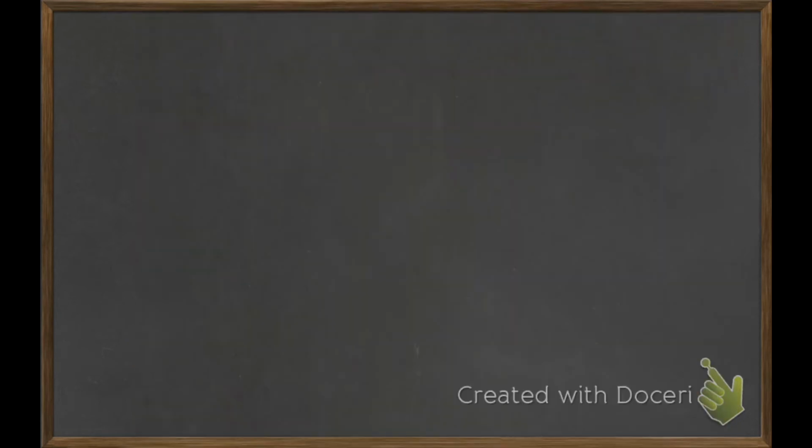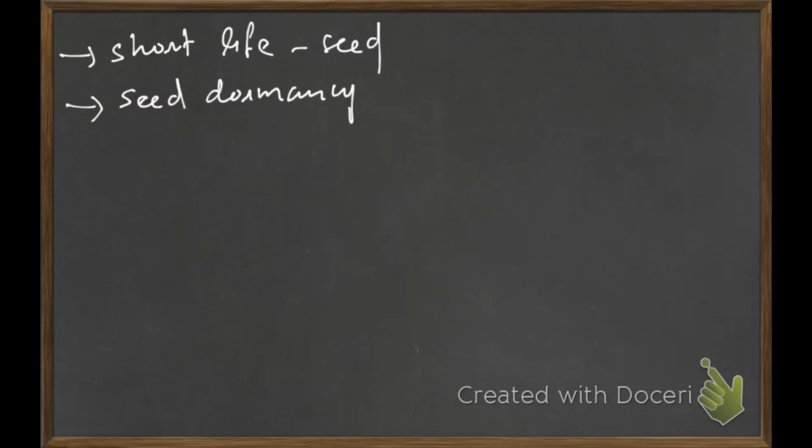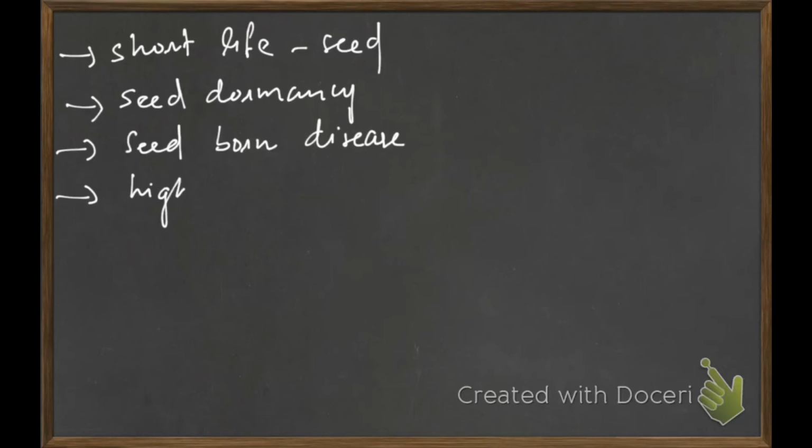So germplasm conservation through conventional methods has several limitations, such as the short life, seed dormancy as another problem, and seed-borne diseases. Moreover, propagation of seeds or storing of seeds requires high labor. When you go for a biotechnological approach, the conservation of plant germplasm can surpass many of these problems.